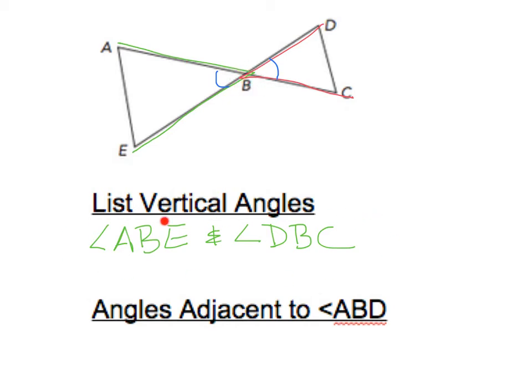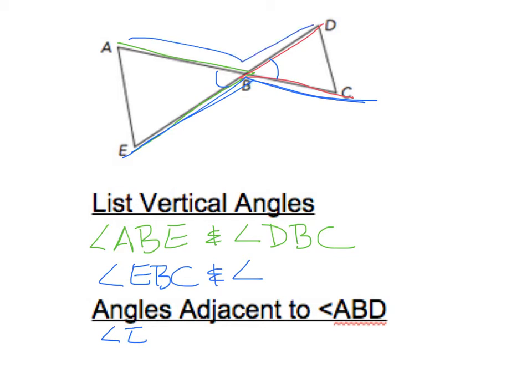So this is one possible scenario. Another possible one is E to B to C, and then angle A to B to D. So vertical angles are right across from one another. Now adjacent angles are a little bit different.